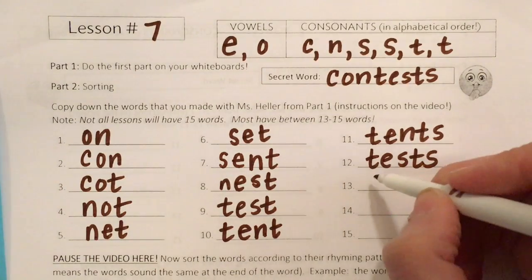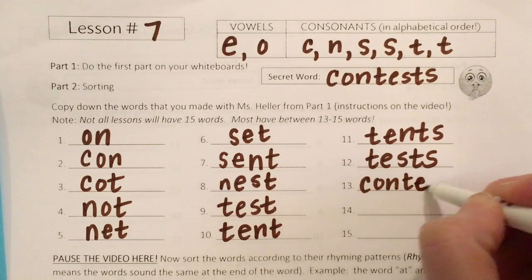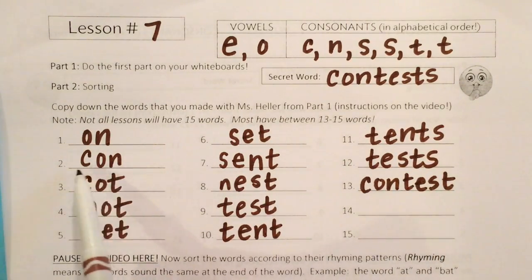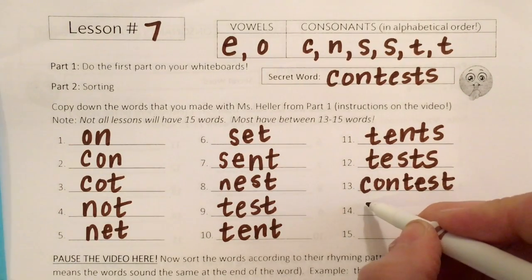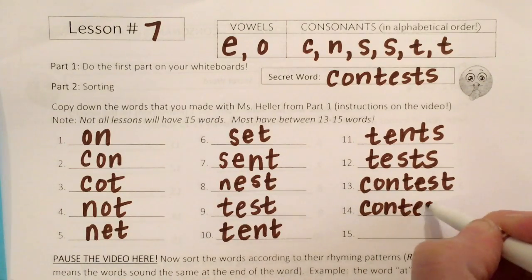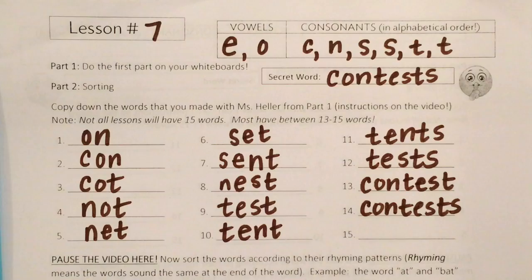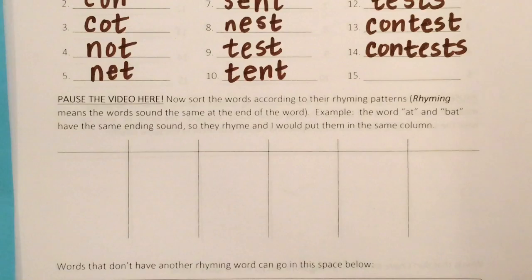Then we made a long word. The word was contest, C-O-N-T-E-S-T. Notice it's a combination of the word con and test. And then 14 was our secret word, contests. All right, C-O-N-T-E-S-T.